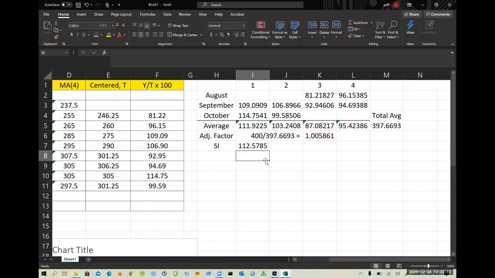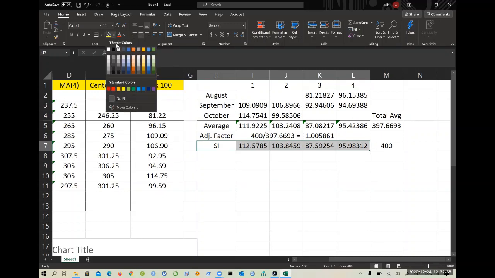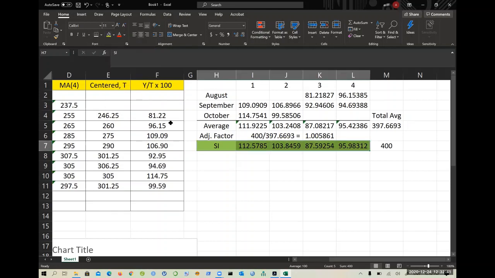Okay, so you get this value. So you drag until here. So that is for the rest of the data, for the rest of the weeks. And then when you calculate the sum, it should be equal to 400. Okay. So now you already have the values for the seasonal index. How do you explain? Okay, macam mana nak explain?